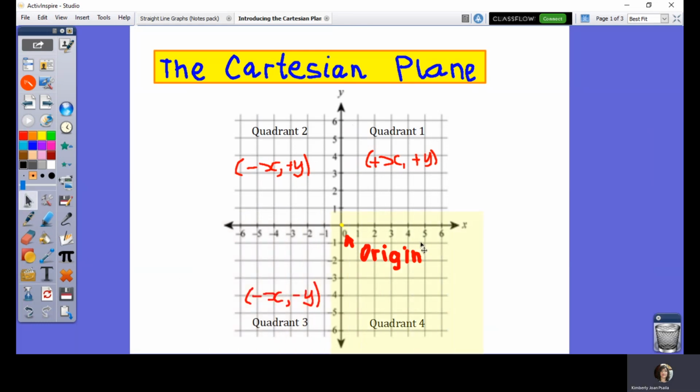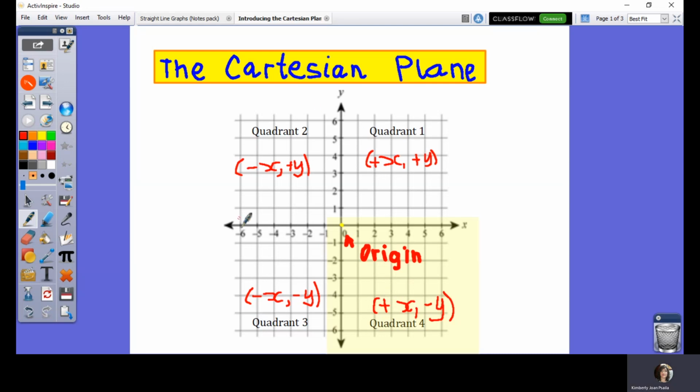The last region is quadrant 4. Okay, and as you can see here, first you have to read the x points, which are positive x points, and then you read from the y points. The y points here are negative points. Okay, therefore points or coordinates found in this region should look like this. They should be written as positive x points comma, negative y points. Okay?